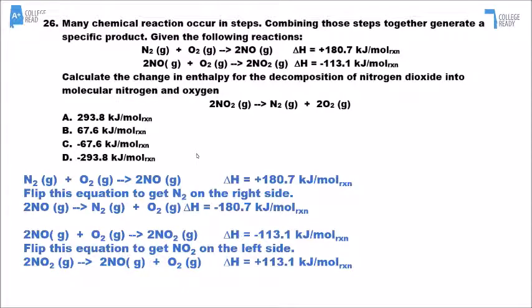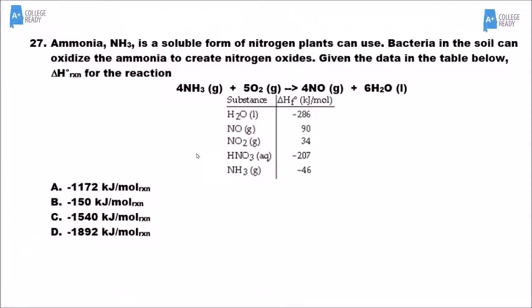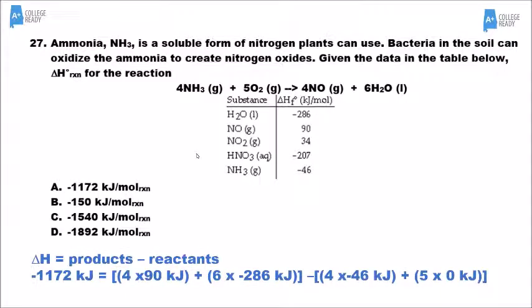And now the two equations given to us add up to the target equation. So all we have to do is add up the two numbers, the negative 180.7 and the positive 113.1. 27, again, is just a heats of formation problem. So it's all the products minus all the reactants.